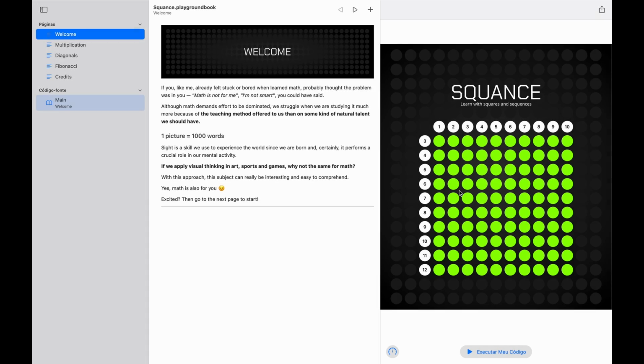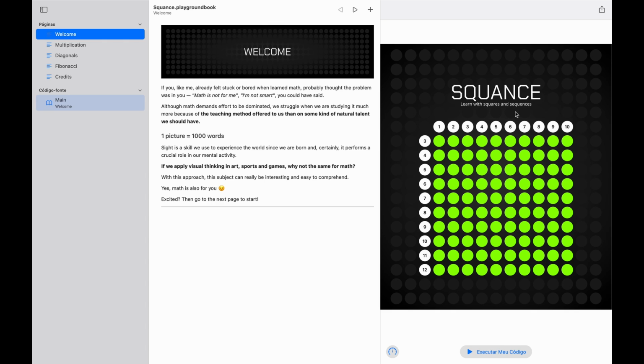that I submitted to this year's Swift Student Challenge of WWDC and that got accepted. So let's check it out. So my playground is called Squance and it came from the concatenation of the words square and sequence.